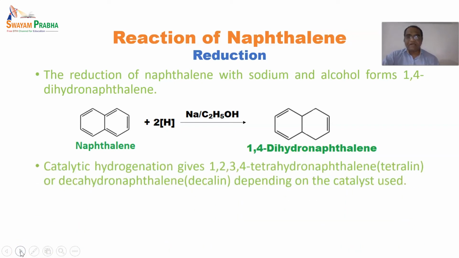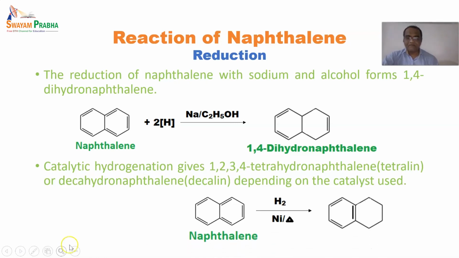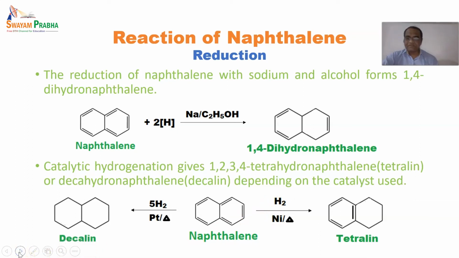And when catalytic hydrogenation takes place, it gives 1, 2, 3, 4-tetrahydronaphthalene, that is called tetralin, or decahydronaphthalene, which is also called decalin, depending on the catalyst used. So naphthalene, when heated with nickel and hydrogen gas, forms tetralin. And when the conditions are different, when it is heated with platinum and the moles of hydrogen are also higher compared to the nickel conditions, it forms decalin.